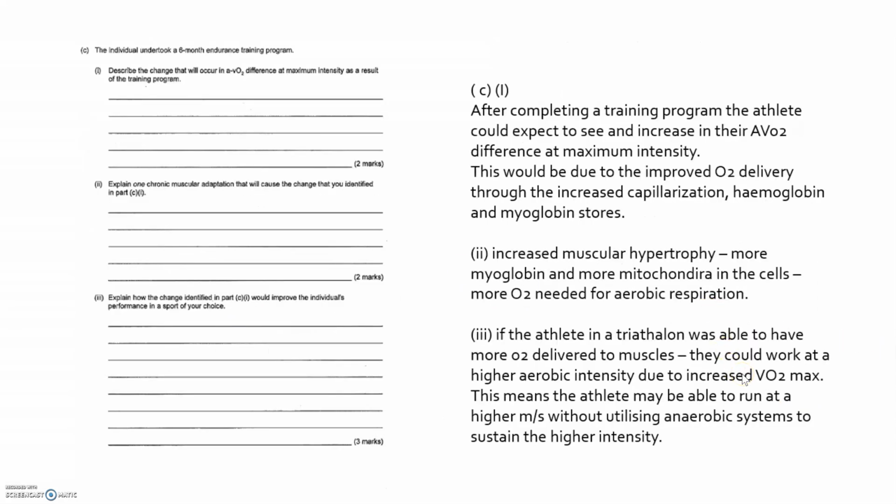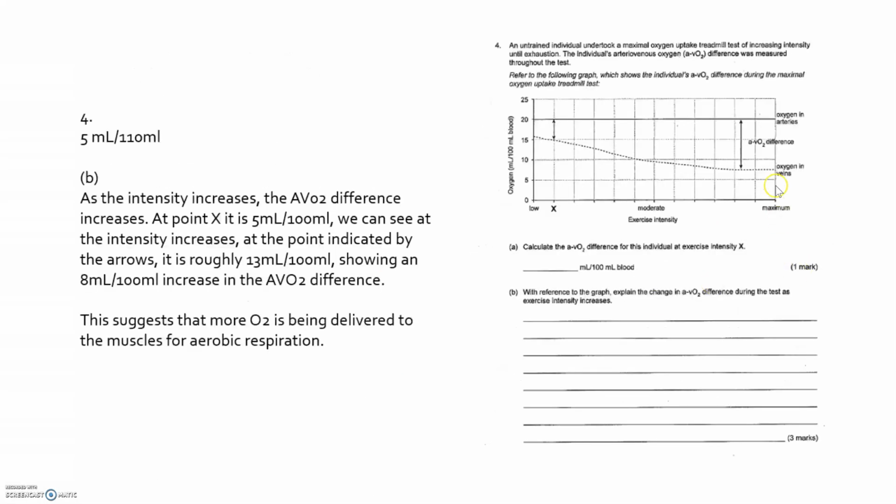All right, the individual took a 6-month endurance training program. Describe the change that will occur in AVO2 difference throughout the program. After completing the program, the athlete could expect to see an increase in the AVO2 difference at maximum intensity. So if I take you back to that graph, here, what we might see is that line might actually be lower.